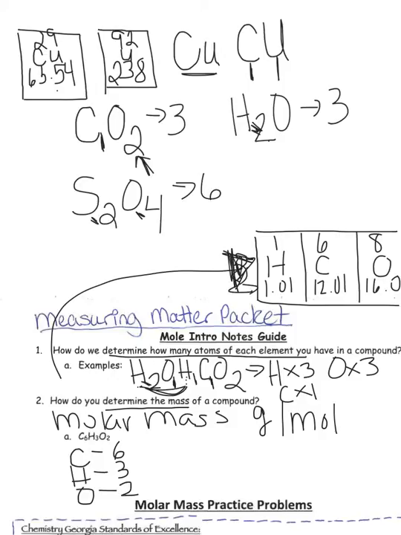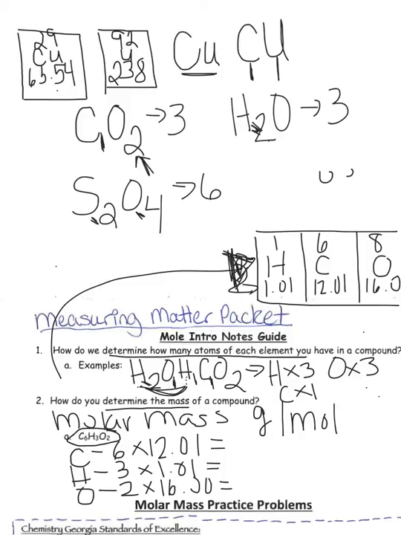So, since there's 6 carbon, we're going to multiply 6 times the actual mass of carbon, 12.01, and hydrogen, 3 times 1.01, and oxygen, 2 times 16. We basically want the sum of all the atomic masses, or the sum of all the masses inside of this compound. That's how we get molar mass.